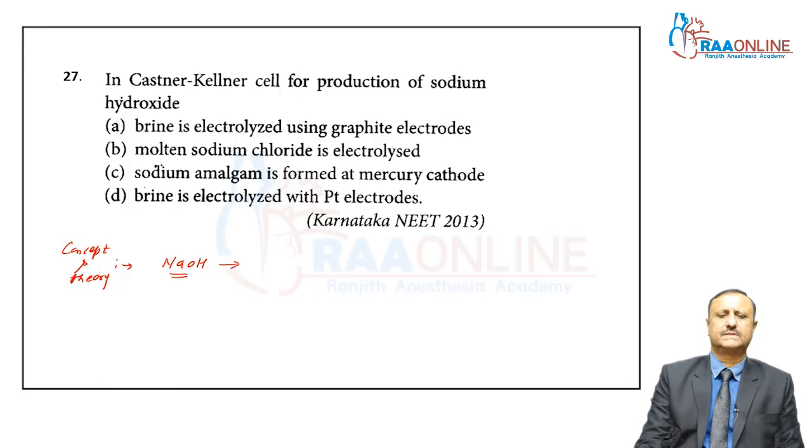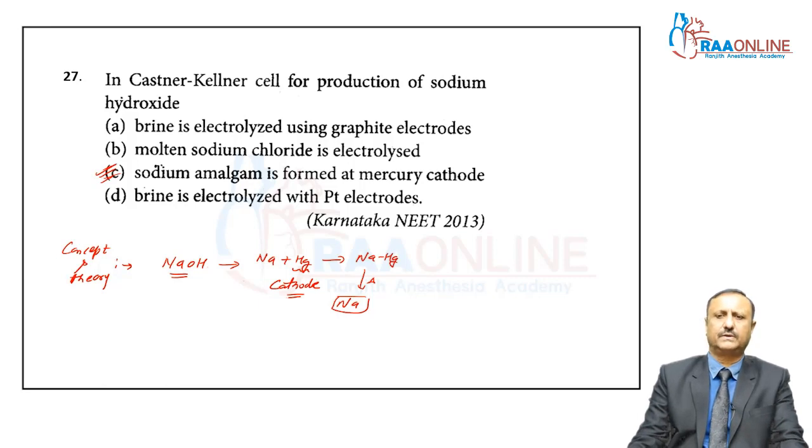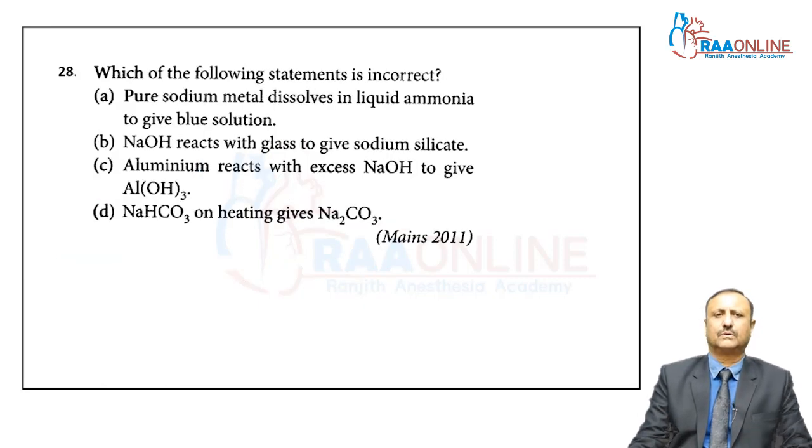Here, my dear students, you can see the sodium amalgam is formed at mercury cathode in Kastner-Kellner cell, because sodium is obtained and mercury reacts to form NaHg, and when it is heated you can easily get this sodium metal. So you can use this: sodium amalgam is formed at mercury cathode. Mercury is used as a cathode. Now, my dear students, this question is also asked in NEET 2013. Here the answer is C. Now we can go to question number 28.